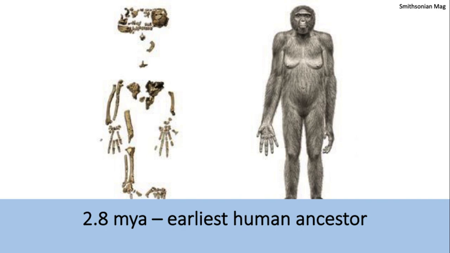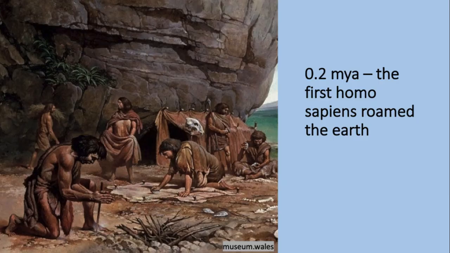So in the course of Earth's entire geologic record, humans have been around for just the blink of an eye. And this isn't even Homo sapiens. This is the earliest relative in the fossil record. It wasn't until 0.2 million years ago, so 200,000 years ago, that the first Homo sapiens began roaming the Earth. So Homo sapiens, what we are, has only been around for 200,000 years.